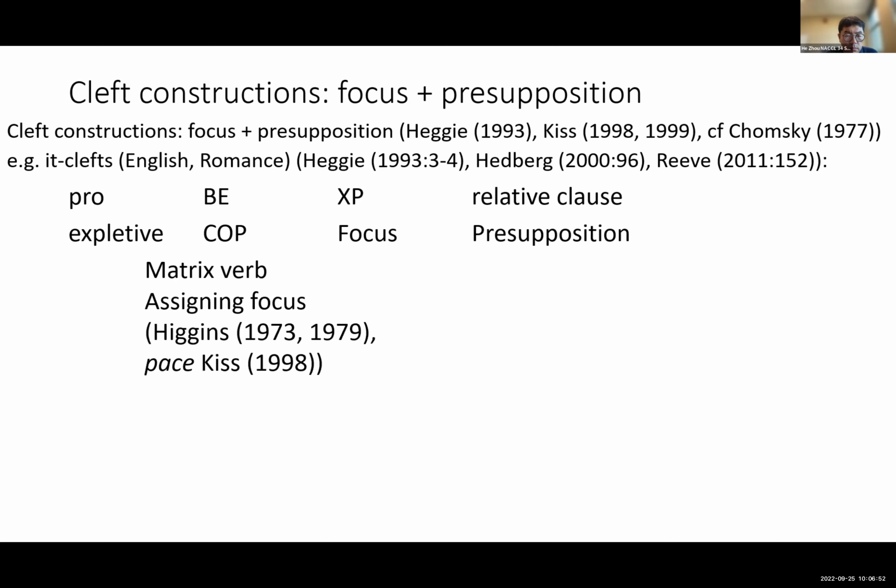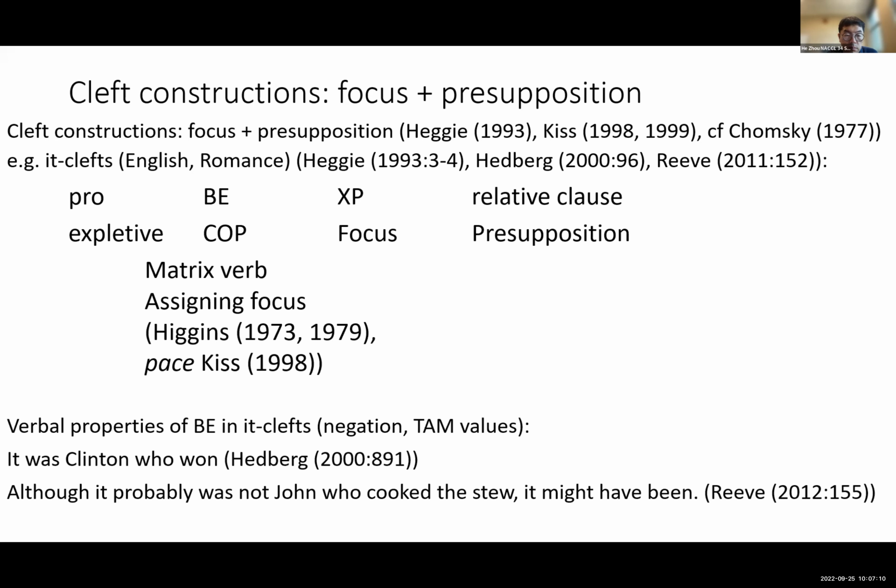The main verb is a copula verb. And I think that people have shown that copula verbs can assign focus, because as classical works like Higgins have shown, copula verbs typically have specificational and identificational force. So the copulas can assign focus. And also the copula verbs behave like a verb. People have shown that we can have different tense values. So for example, Nancy Hedberg has shown that it was Clinton who won. Okay, past tense. A copula does show tense values, behaving like a verb. It was Clinton or it will be Clinton who will win, etc.